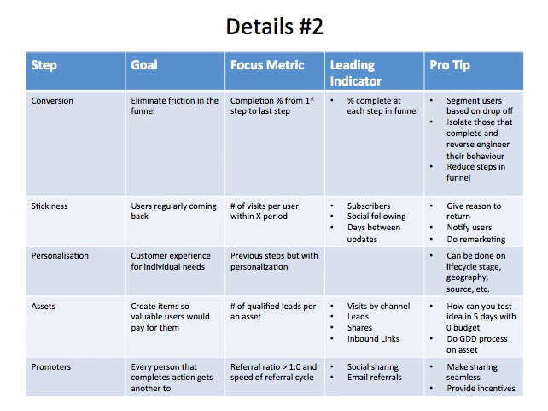Next stage is assets. This is where you start creating items so valuable that users would be prepared to pay for them. It goes beyond the ebook. This is actually tools and calculators and that type of thing, functionality that you build into your website that adds such huge value that users would pay for them. Your focus metric here is the number of qualified leads per asset. And leading indicators could be the number of visitors you get in by different channels, the number of leads you get in, the number of shares you get in, and the inbound links that you get in.